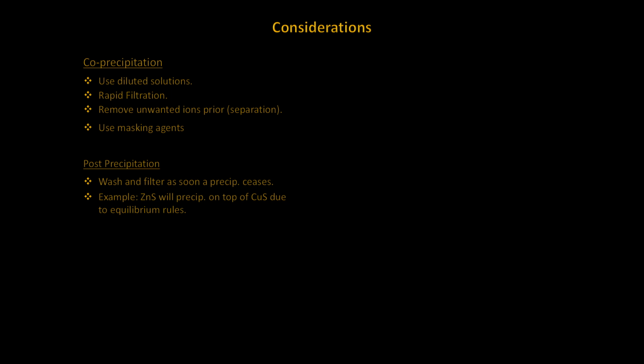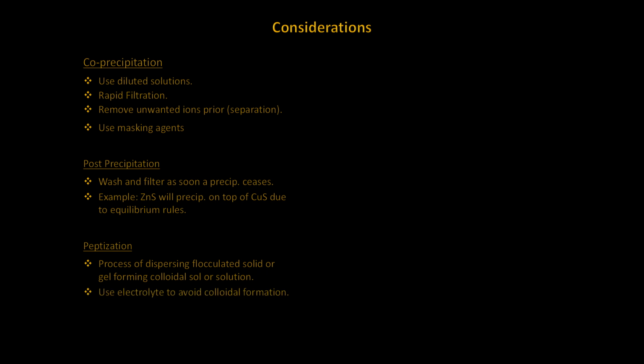Now, peptization is a process that affects colloids and gels. It is a process that disperses this material back into solution, which, in turn, will cause loss of analyte. In order to avoid this condition, an electrolyte is used. For example, diluted nitric acid is used to wash silver chloride, not hot water. The nitric acid is very diluted to avoid a redissolvement of the analyte.